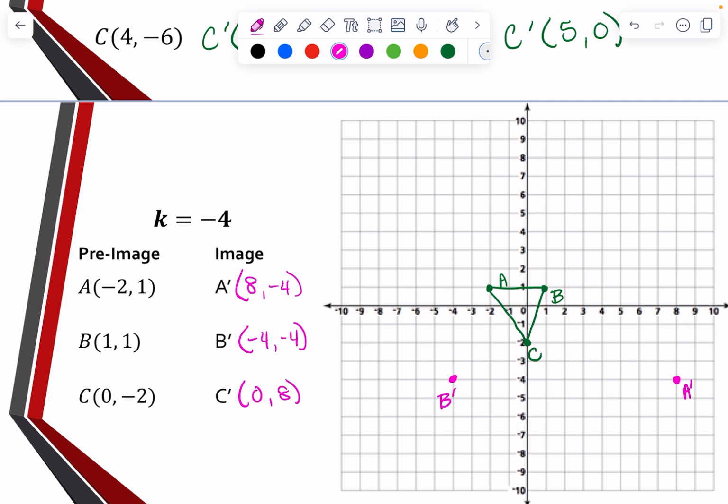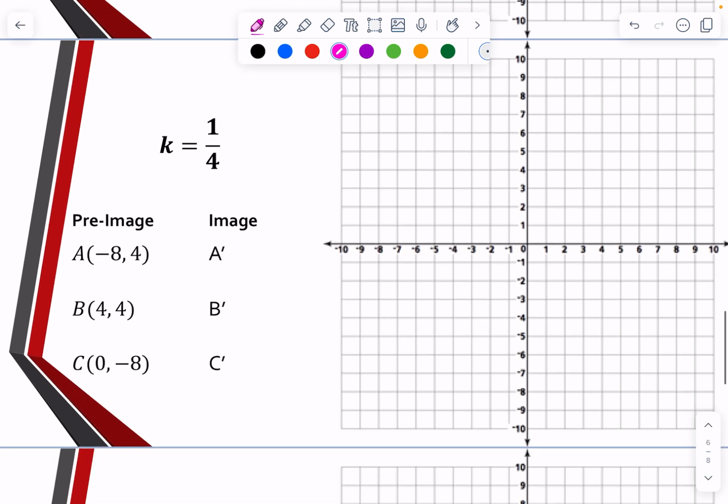And C prime is at 0, 8. Now, when you look at this figure, you might be saying, man, that's a lot bigger. Well, it should be, because what it's saying is it's going to make that figure 4 times the size of the original. Okay, so that's what it's doing. It's enlarging it to 4 times the size of the original. Okay, all right, let's take a look at another one here.